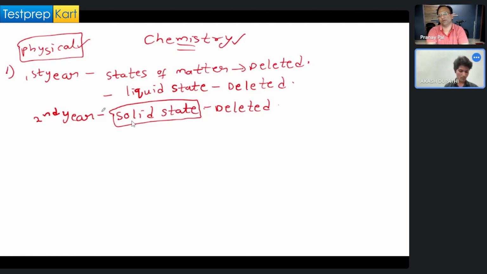So nothing is going to come from solid state now. They can completely ignore it. They have completely ignored it.